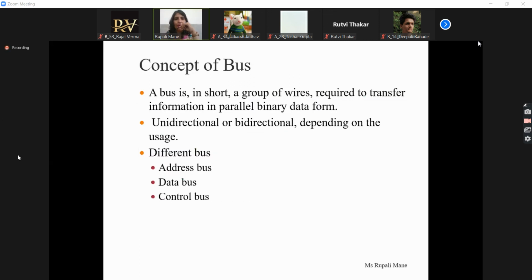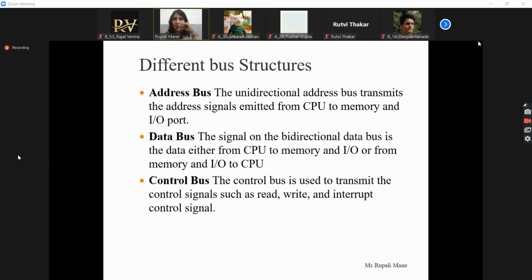Then the concept of the bus. I have already explained the address bus as well as the data bus. What is the address bus, what is the data bus, and what is the control bus. The address bus, as I explained, is unidirectional and transmits the address signals emitted from the CPU, that is the microprocessor, to memory and IO ports. Whenever I say microprocessor to peripherals, I mean CPU to memory and input-output devices. Then the data bus is bidirectional. It transfers data either from the CPU to memory and IO, or from memory and IO to the CPU. Then the control bus is used to transmit control signals such as read, write and interrupt control signals.